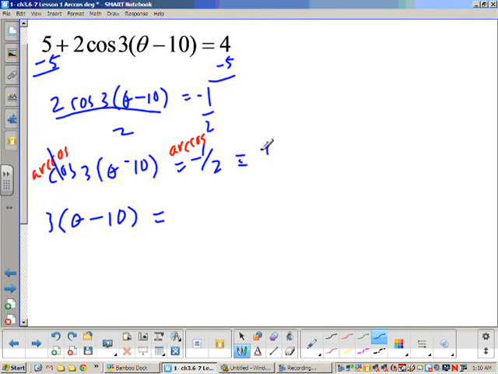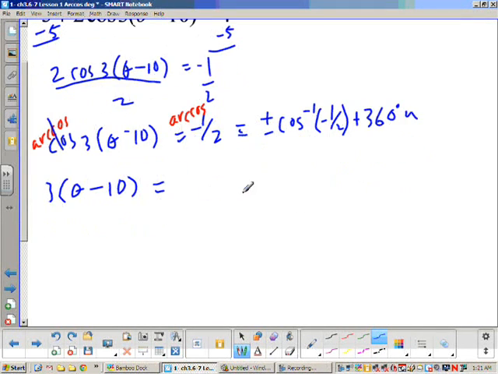Our definition from before: plus or minus the inverse cos of negative a half plus however many periods times an integer, positive or negative whole number. So in this case, what is the inverse cos of negative a half? And we want to consider where cosine is negative. That's on the left side of the y-axis. So the reference angle of 60 degrees on the left side gives us plus or minus 120 degrees plus our period of 360n. We divide by 3 on both sides.